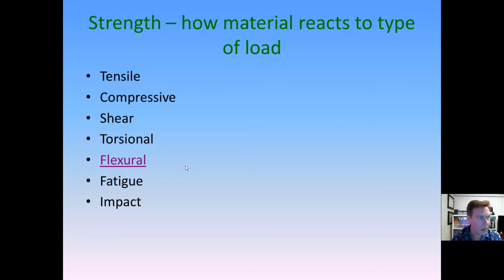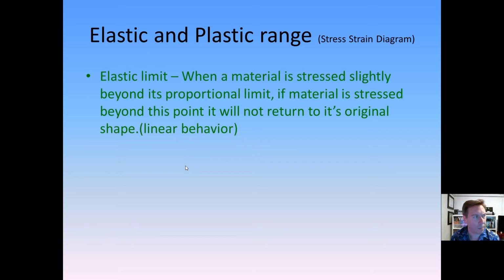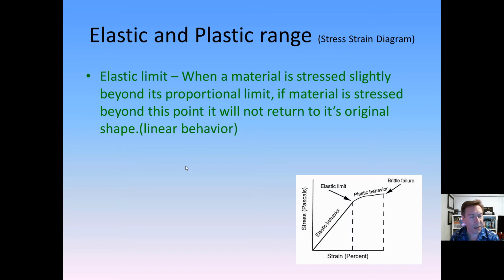Okay, so then we talk about the elastic and plastic range, stress and strain diagram. So for example, the elastic limit is when a material is stressed slightly beyond its proportional limit. If the material is stressed beyond this point, it will not return to its original shape. So that's when they talk about linear behavior. So we could see here there's elastic behavior and plastic behavior, and the elastic limit is that point there. That's what we call yield.